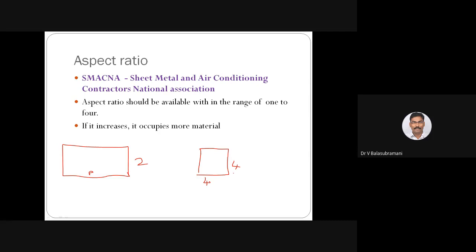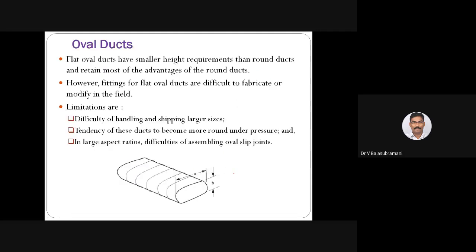So the design engineer must consider the difficulties of all the people. Because of that, square ducts may be used on some occasions, but mostly rectangular ducts are used because of manufacturing capability. And then the flat oval ducts have a smaller height requirement. Here the width will always be very small.